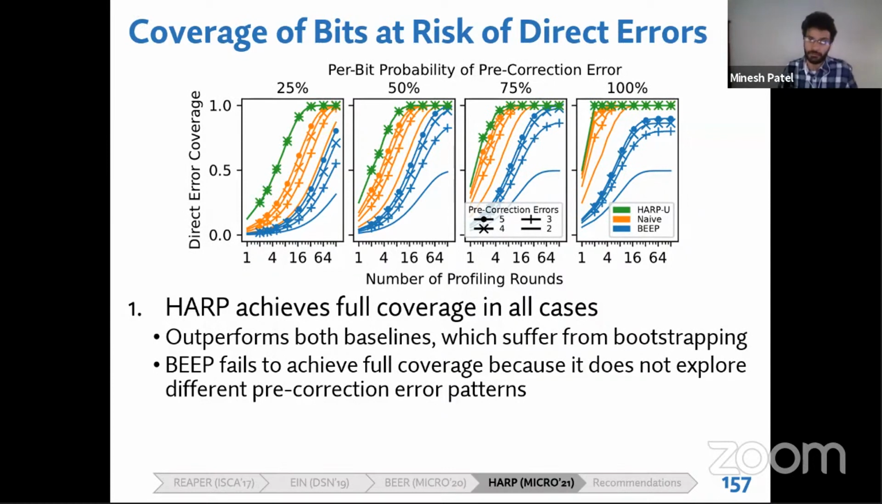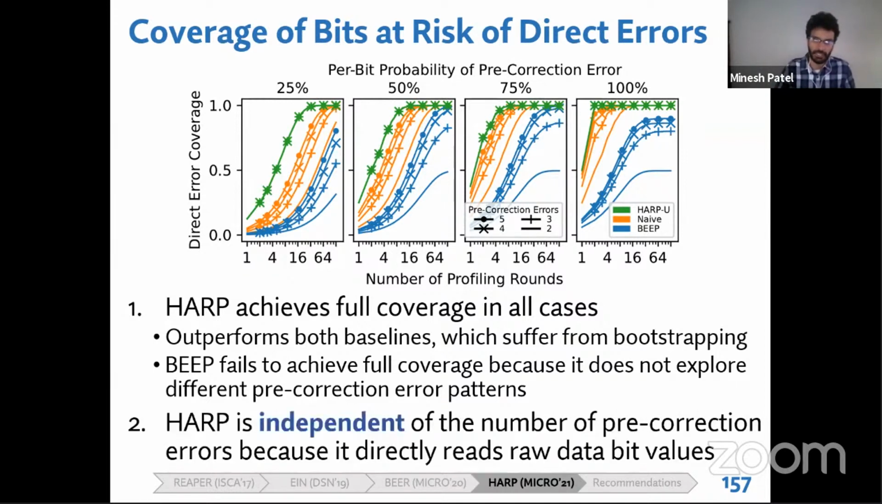For example, BEEP fails to achieve coverage across all the different configurations. And we actually identify that this is because it does not effectively explore the different pre-correction error combinations that are necessary to expose all of the different direct errors. Naive, while it does appear to achieve full coverage across all the configurations, it does so slowly because similar to BEEP, it is incrementally testing different pre-correction error combinations, which is a slow and laborious process.